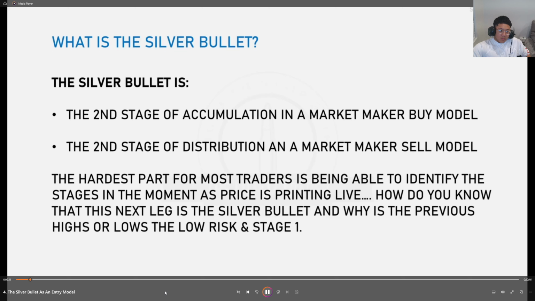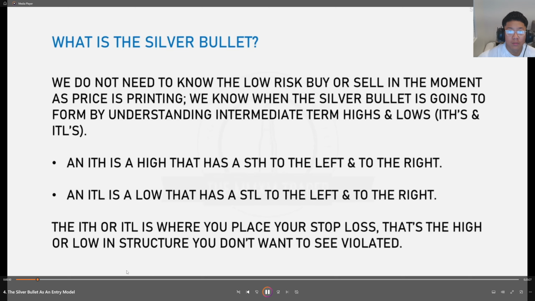And the hardest part for most traders is being able to identify the stages in the moment as price is printing live. So how do you know that this next leg is the silver bullet, and why is the previous high or low the low risk sell or the low risk buy in that market maker model, or as we call it, stage 1? We do not need to know the low risk buy or the low risk sell in the moment as price is printing.